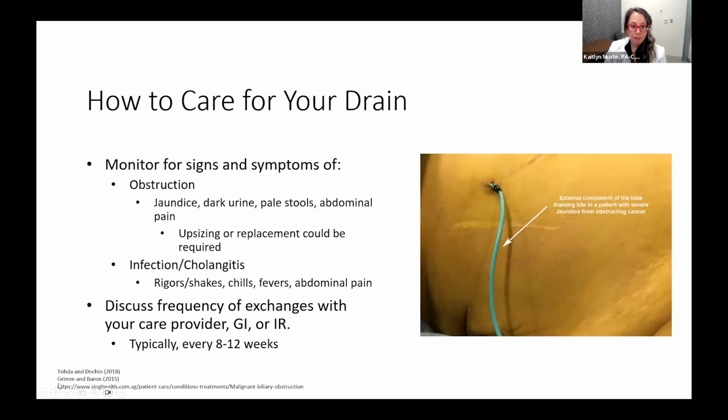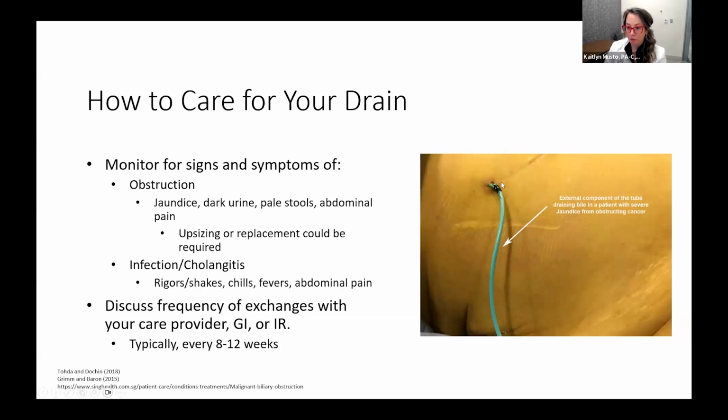Some of the things that you want to look for when you have a drain are, again, any of those signs of biliary obstruction. It's not uncommon for the amount of bile to fluctuate, but it shouldn't stop completely. That's usually a reason to call your healthcare team if that happens all of a sudden, especially if you develop any of these symptoms.